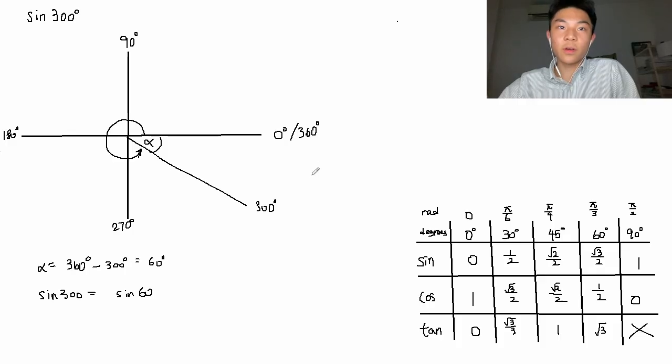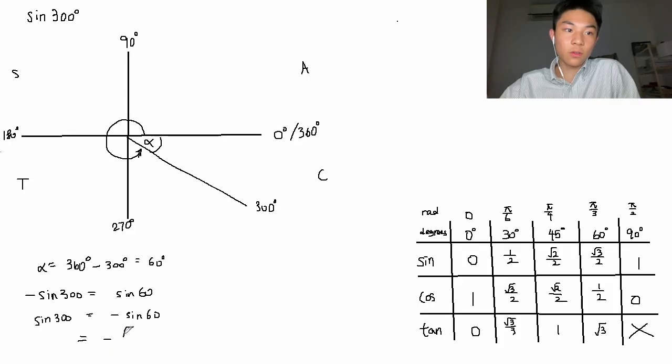But then we have to apply our CAST rules. So what that means is that in this quadrant where sine 300 is at, it will be a negative number. That's because it's in the C quadrant, so only cosine values are positive. So let's put a negative sign in front of our sine 300. And since we're solving for sine 300, let's divide by -1 on both sides. So we get sine 300 equals negative sine 60. And we know what our value of sine 60 is looking at our table, right? Sine 60 is equal to root 3 over 2. So we can say that sine 300 is equal to negative root 3 over 2.